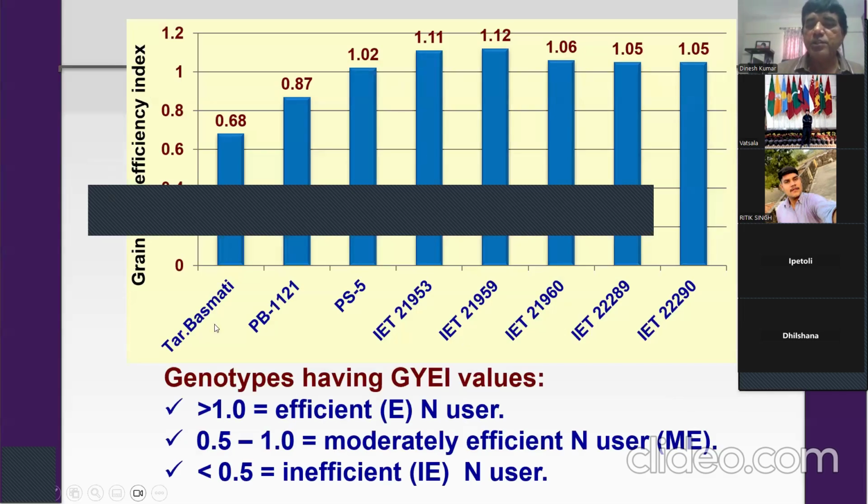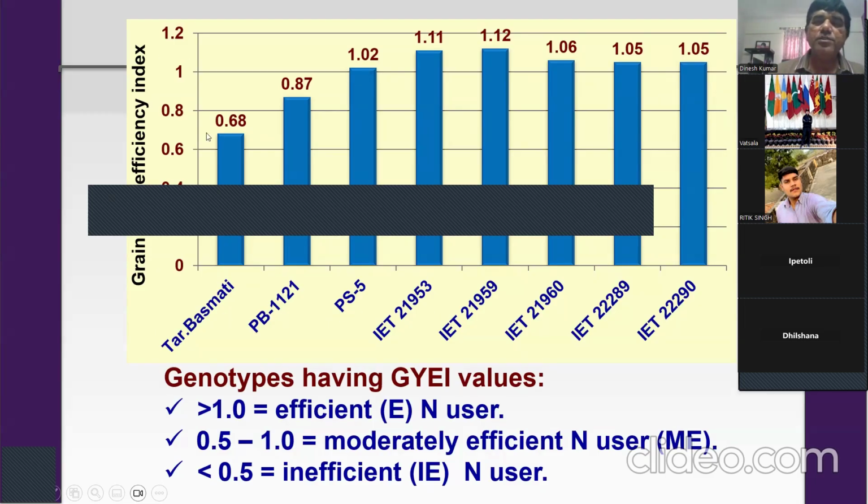These are the different genotypes of rice, basmati genotypes. Number one is Taravadi Basmati, PB, Pusa Basmati 1121, Pusa Sugand 5, and these are some entries. So there are 1, 2, 3, 4, 5, 6, 7, 8 entries, or varieties. V1, V2, V3, like that.